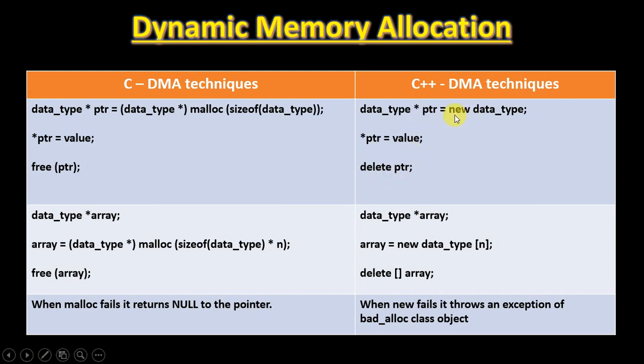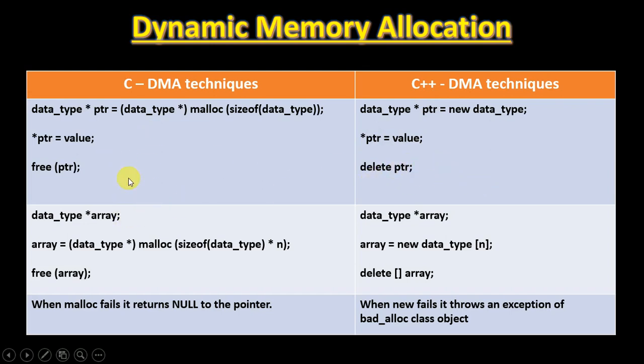If you observe here, we are not using any typecasting operator, as well as we are not using the sizeof operator also. So new is an intelligent one. So *ptr = value, delete ptr. You can use delete instead of free.